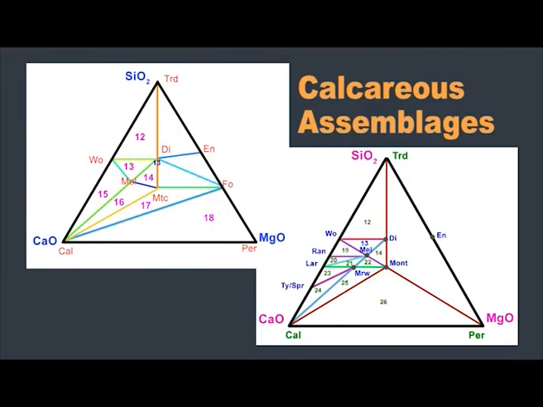According to Eskola in 1939, the characteristic silica-saturated assemblages in calcareous rocks are combinations of wollastonite, anorthite and diopside. Grossularite, which is so common in hornfels of other facies, is notably absent. In its place appears the pair anorthite-wollastonite.